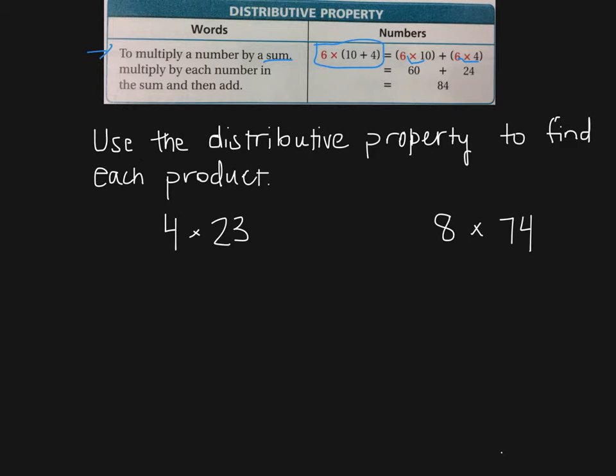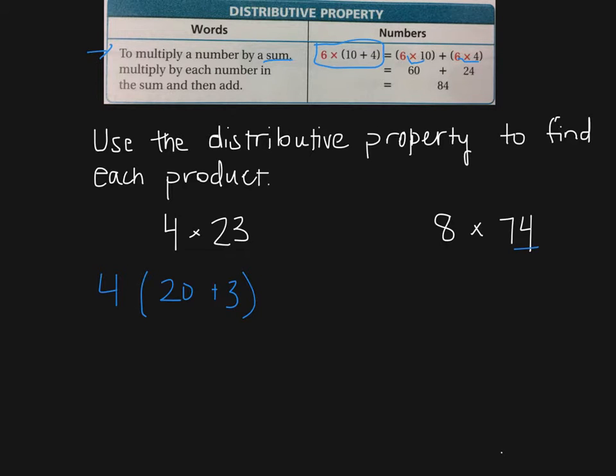So let me show you that with this right here. So 4 is going to stay the same. I'm going to break 23 into 20 plus 3. Okay, and just like for this one, I'm going to break 74 into 70 plus 4 to try to make my life a little easier on here.